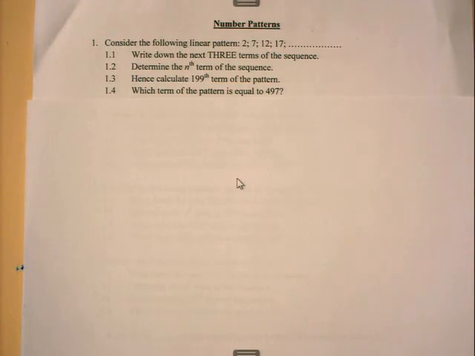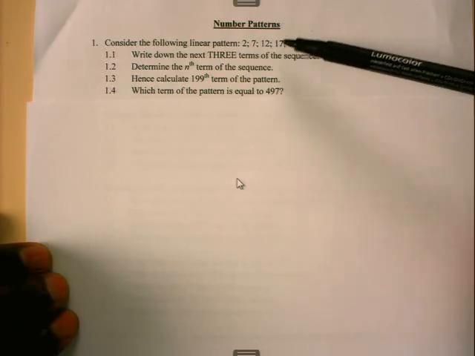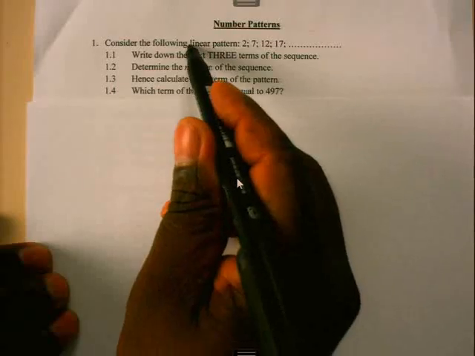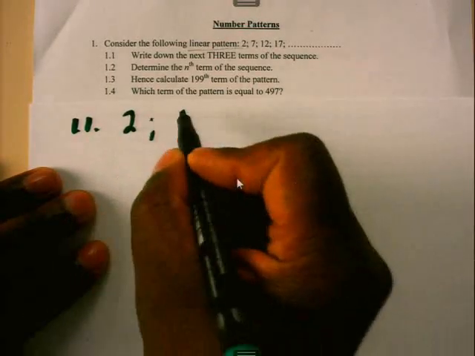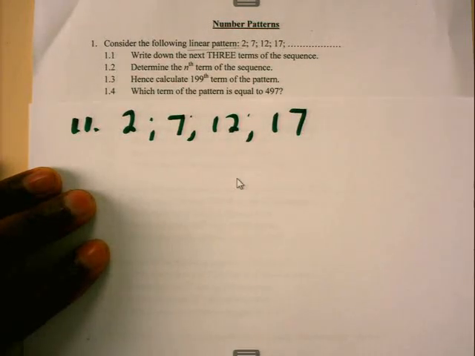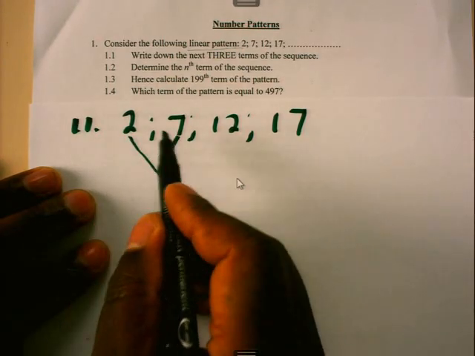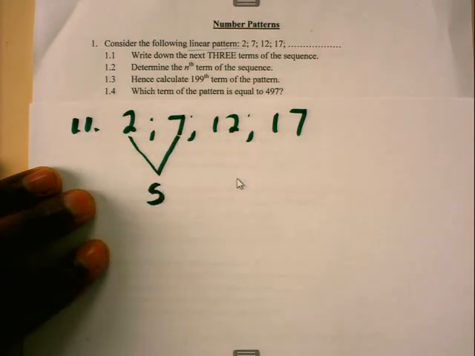Let's check the example that is projected on the screen. 7, 12, 17. It is clearly stated that this pattern is a linear one. So we know for sure that once it is a linear number pattern, then the first difference must be common. Let's check. 1.1. We've got 2, 7, 12, and 17. It's a number pattern. Let's check the first difference. Difference between the first two terms: 7 minus 2 gives us 5.